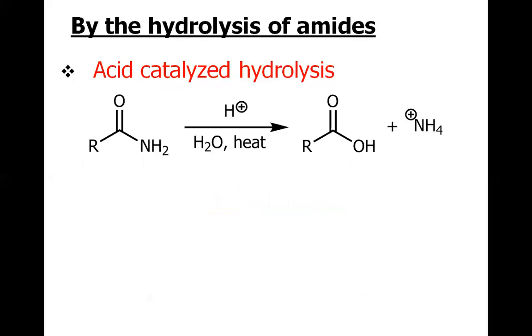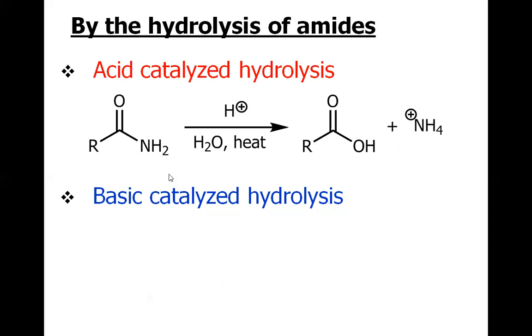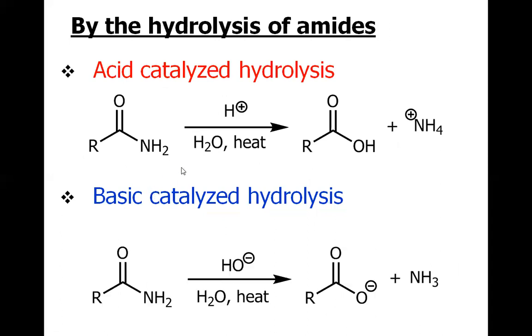We may also get the carboxylic acid by the hydrolysis of amides. The same strategy: when treated with excess water in the acidic medium, the amide hydrolyzes to the carboxylic acid, and upon the basic hydrolysis, we have the carboxylate salt formed from the amide, and upon workup, we may have the corresponding carboxylic acid. We may also hydrolyze the nitriles to get the carboxylic acid.